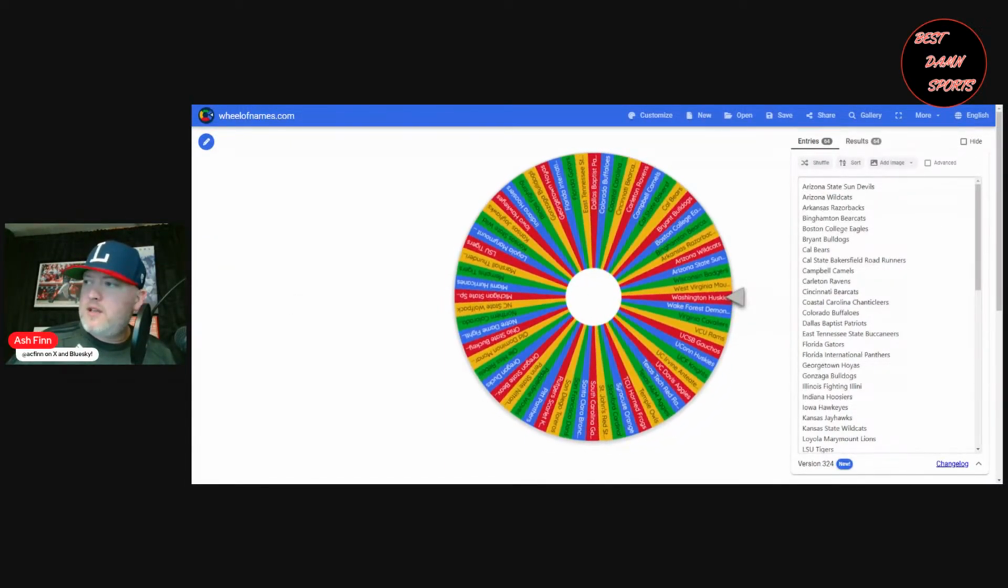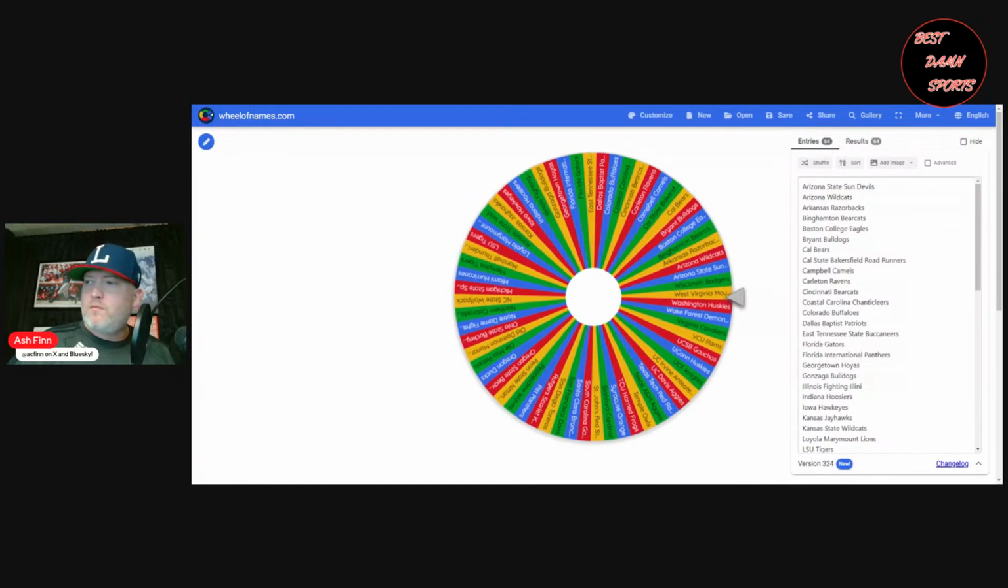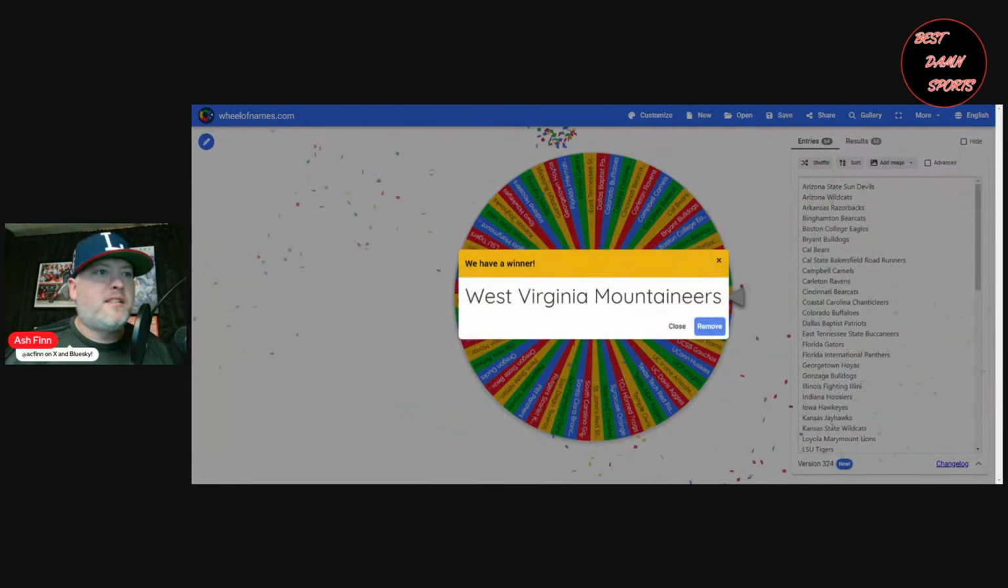Those of you guys in some of the other leagues know that I use this wheel of names generator quite a bit, because in some of our leagues we actually have lotteries as payouts, and so we use this wheel of names generator quite a bit in different leagues. The West Virginia Mountaineers out of the Big 12 Conference will be drafting in the 8th position.